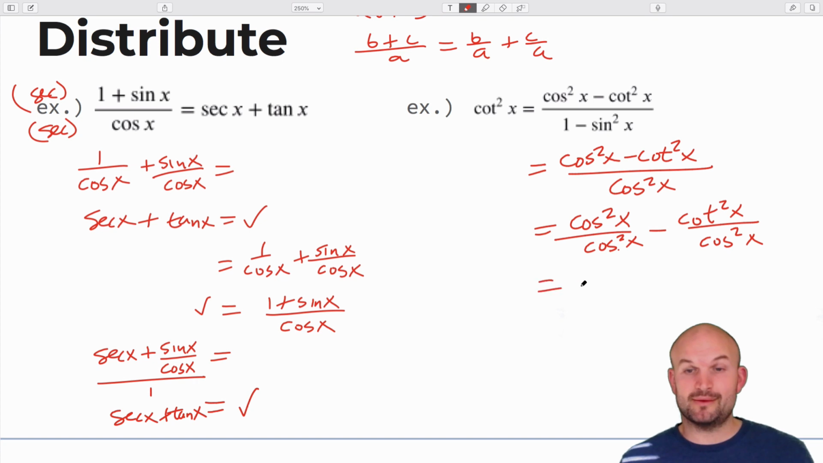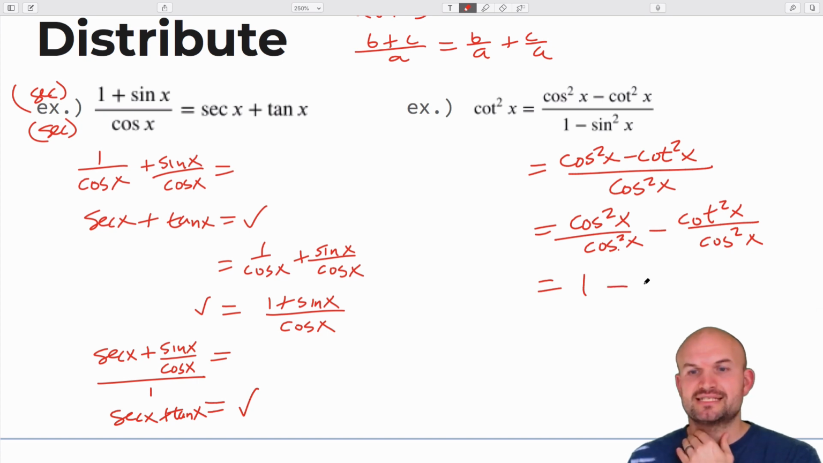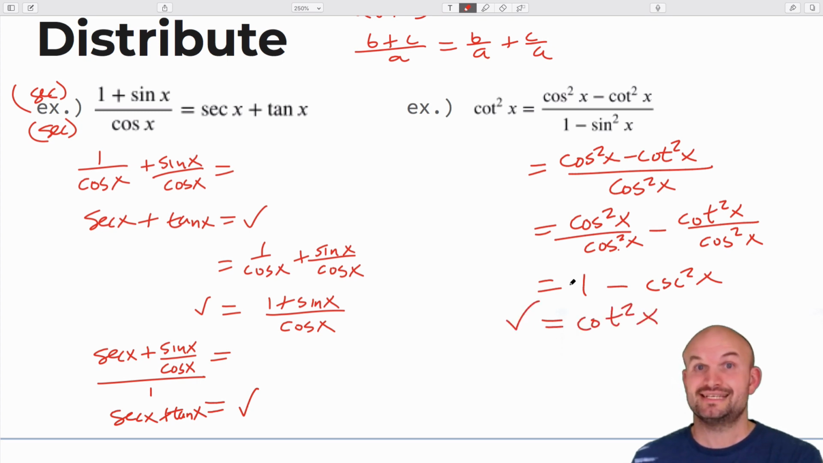And cosine squared divided by cosine squared of x is going to be 1. Again, cotangent divided by cosine, you could rewrite that as multiplying by secant. Remember, cotangent is cosine over sine. So if you have cosine over sine times 1 over cosine, that's going to leave you with a cosecant squared of x. And 1 minus cosecant squared of x is equal to a cotangent squared of x. And therefore, it is verified.